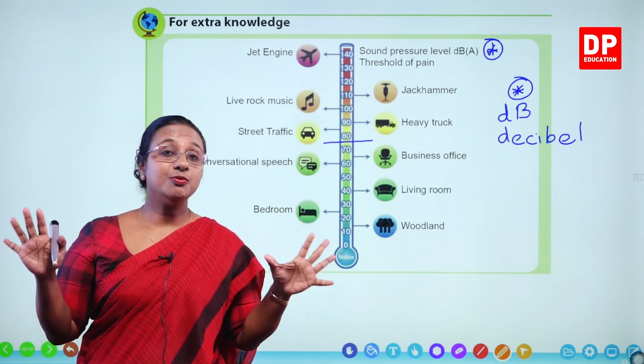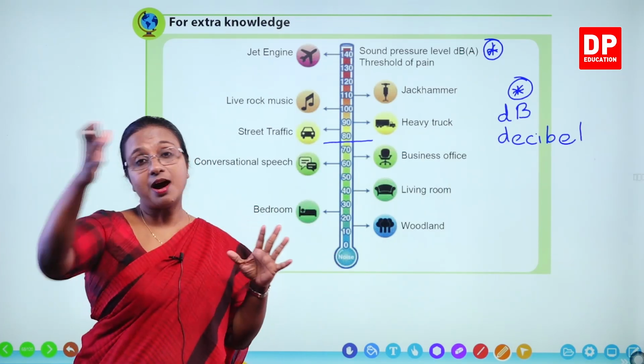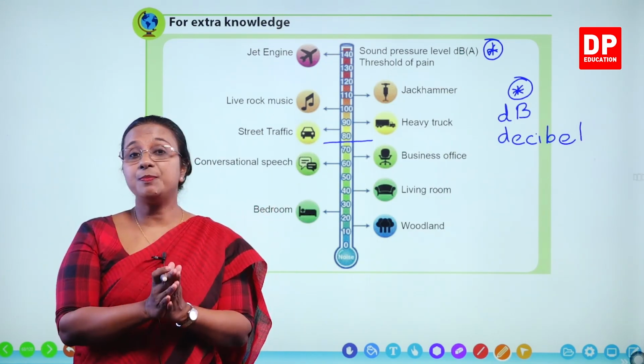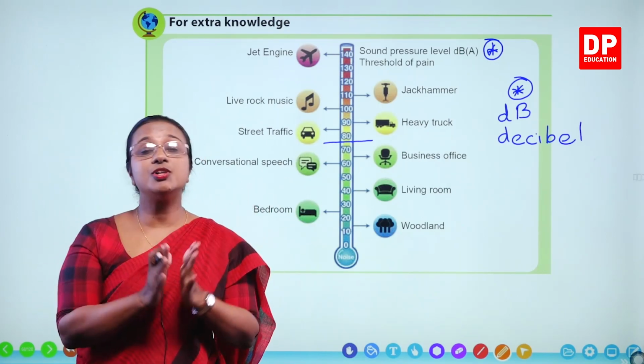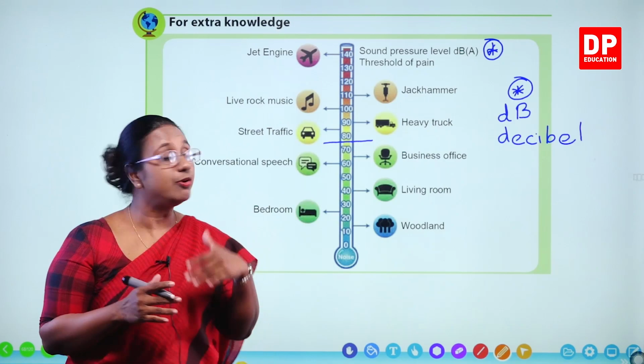Then when you go to this part, live rock music, that's about 100 decibels. So, there they use the amplifiers, they make the sound very loud so a large crowd can listen to it. You can listen to that for only a short period of time. But if you keep on listening to it, then that also can cause problems to your ear. That's because it's a very, very loud sound.